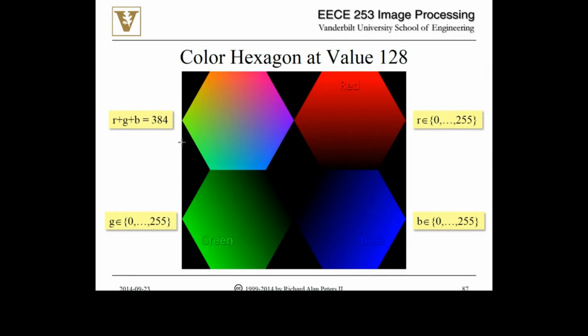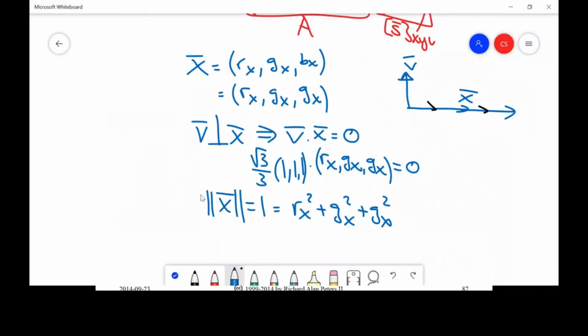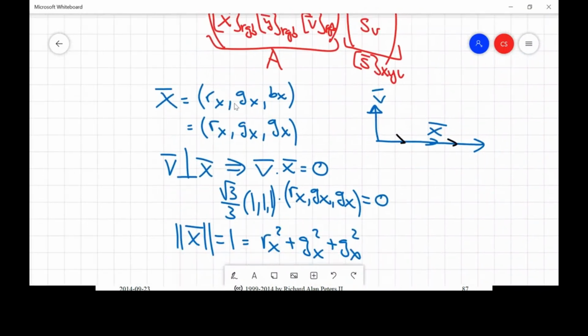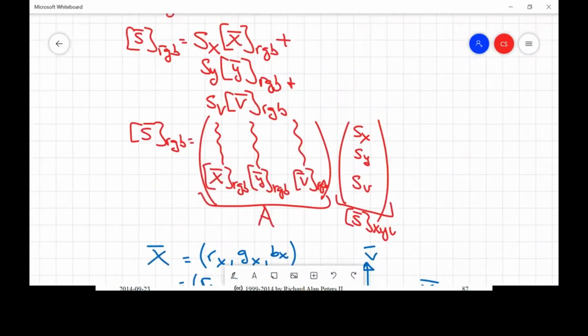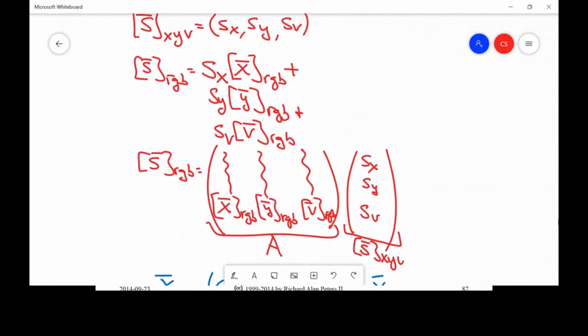I don't get where the components of the matrix come from. So it was here. Sorry. It is here. So the columns are the expression of X in the RGB coordinate system, the coordinates of Y in the RGB, and the coordinates of V in the RGB. And that is what we have been computing before.